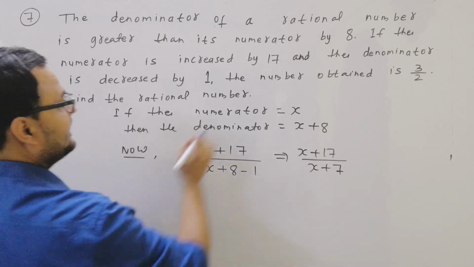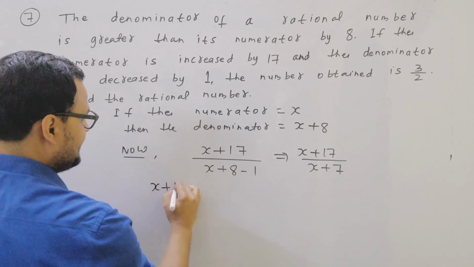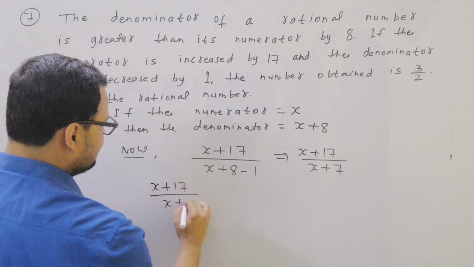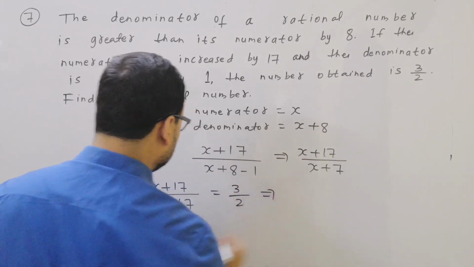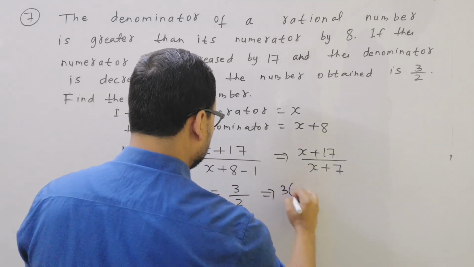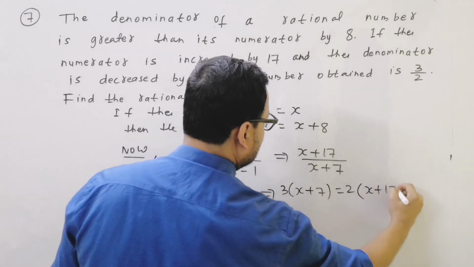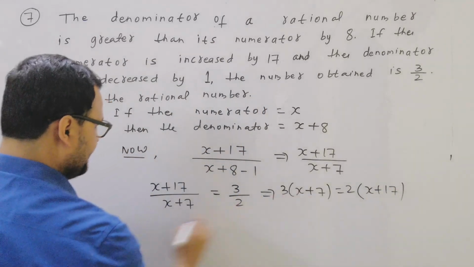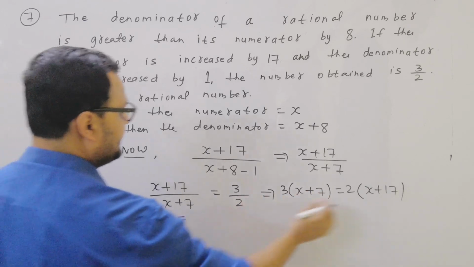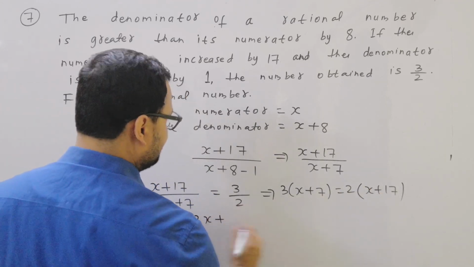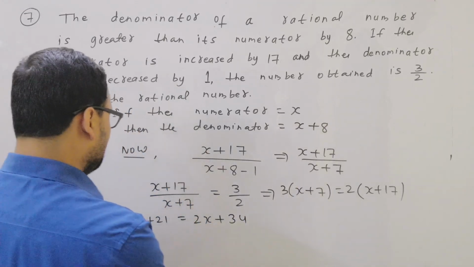But what they're saying is the number obtained is 3 by 2. It means x plus 17 divided by x plus 7 equals 3 by 2. Again cross multiplication. So 3 into x plus 7 equals 2 into x plus 17. Now what we got? 3 into x, we got 3x, 3 into 7 plus 21, equal to 2 into x, 2x, plus 2 into 17, you got 34.